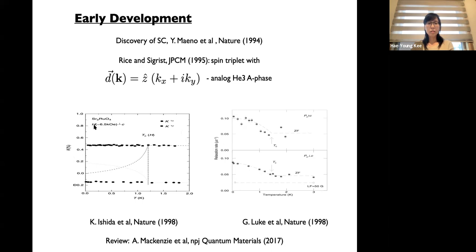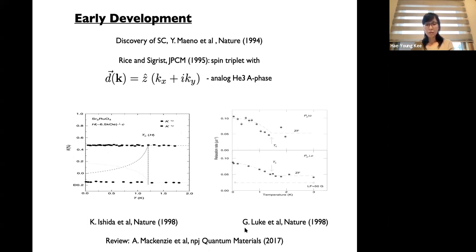This was done with the field in plane, and the Knight shift had no change across the TC here. And that confirmed that this might be a triplet with the A phase, where the d vector is perpendicular to the magnetic field, which is the out-of-plane direction.